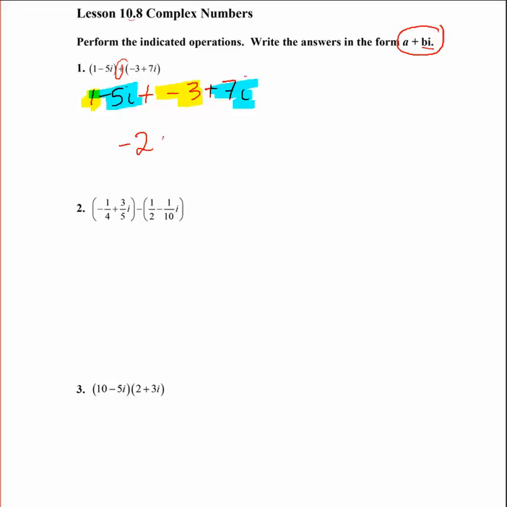Negative 5 plus 7 is positive 2. And then we have the total. So it's negative 2 plus 2i. And that would be the final answer on 1.